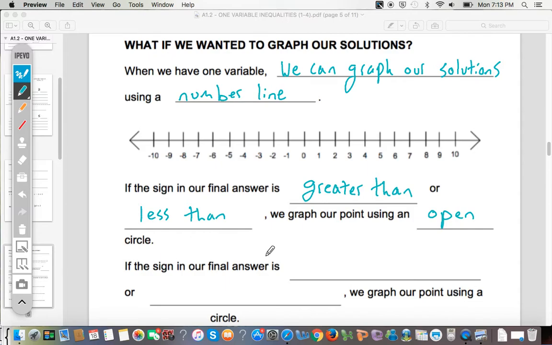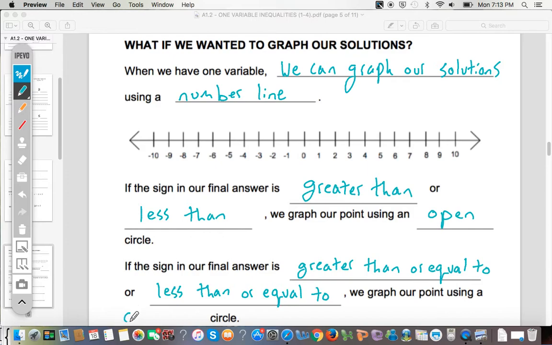Okay? And if the sign in our final answer is greater than or equal to, or less than or equal to, we graph our point using a closed circle. Okay, pause the video if you need more time.